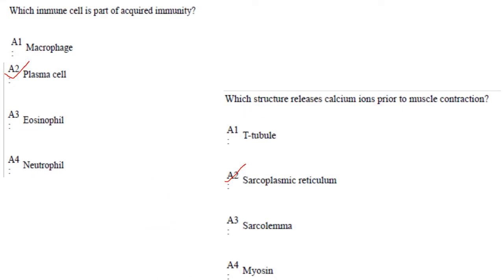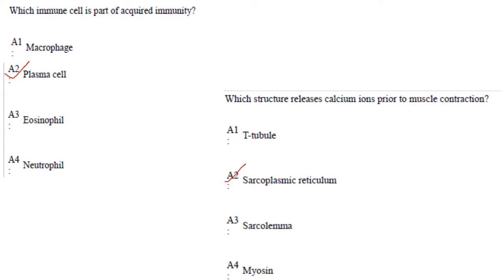Then which immune cell is part of acquired immunity? So the cells responsible for acquired immunity are lymphocytes, that is your T cells and B cells, dendritic cells, cytokines. And then you have the complement system also. So the answer here which is matching is plasma cell, because plasma cell is a type of B cell that secretes antibody. So answer is option A, 2.